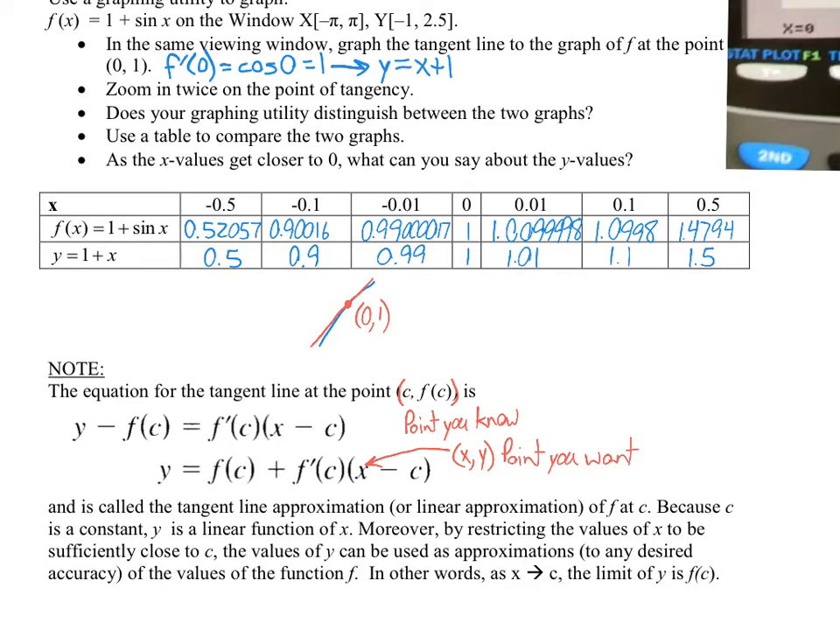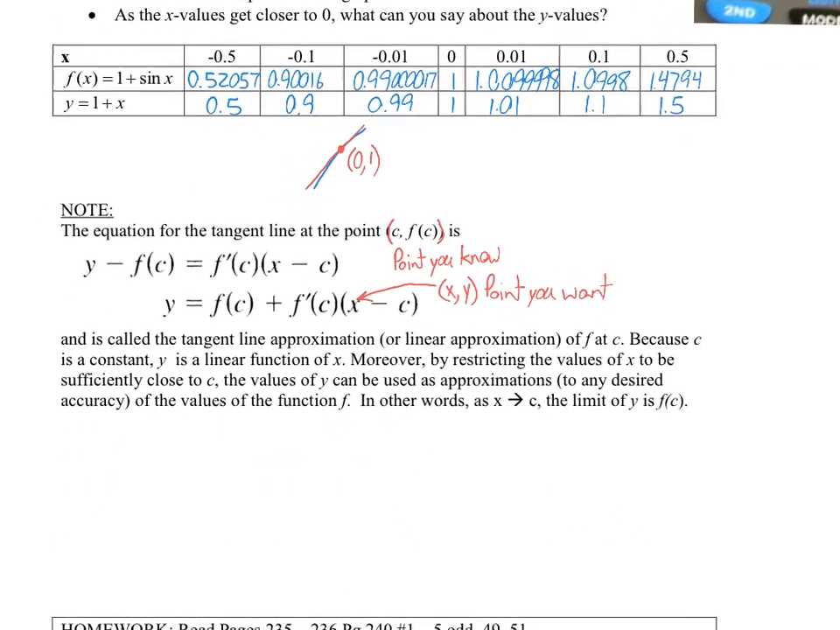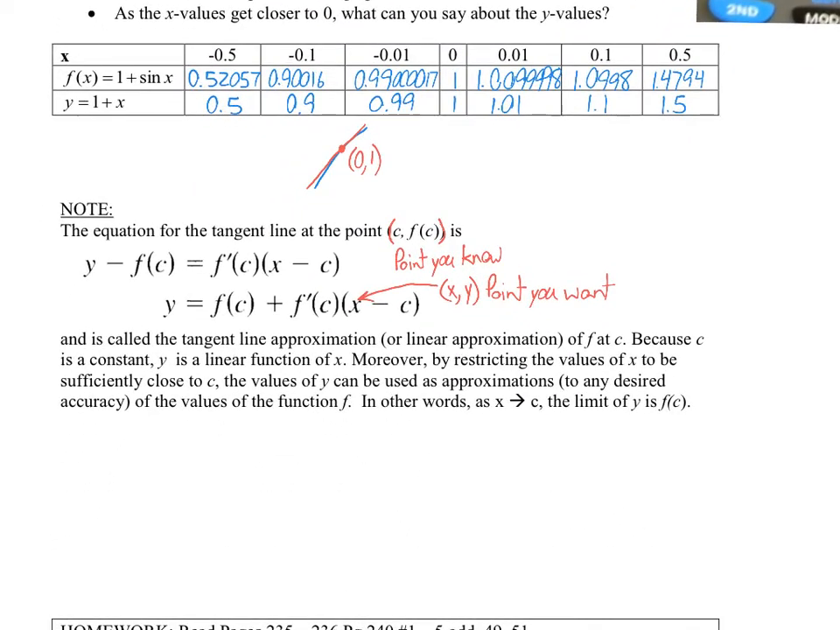And the idea is this: as x approaches this value of c that you know, the value of the tangent line is going to get closer and closer to the actual value of the function. Okay? So this is what we could do with this. We knew this point (0, 1). So as long as I keep x really close to 0, I can approximate what 1 plus sine of x will equal. All right, so this is what we're using this for.